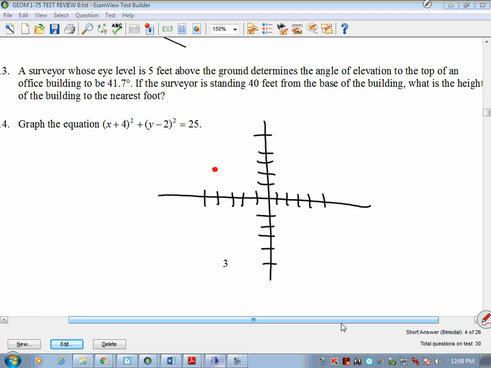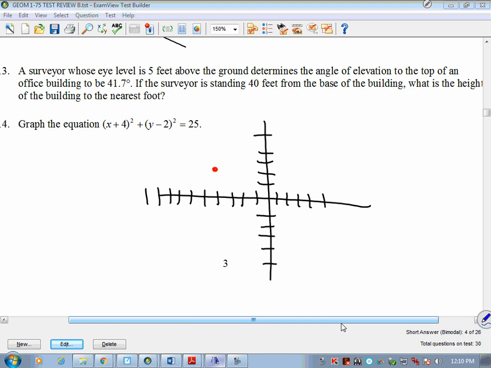Okay, now what do I have left to do? What does that 25 represent? The radius, but is it 25? Is 25 the radius? It's the square root of 25 is the radius, right? So what's the radius? 5. So I'm going to count 5 to the right. Okay, 1, 2, 3, 4, 5.